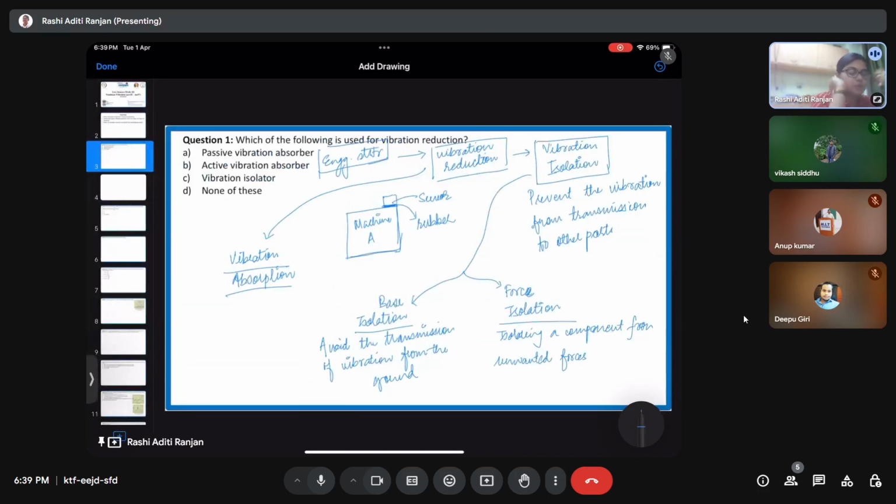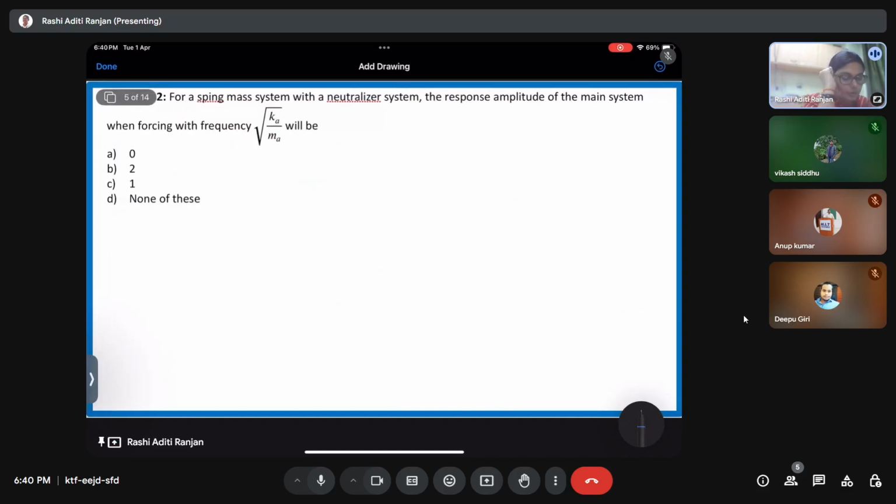Coming on to the question, it says which of the following is used for vibration reduction? Passive vibration absorber, active vibration absorber, vibration oscillator. All the three options are absolutely correct. Coming on to question number 2.